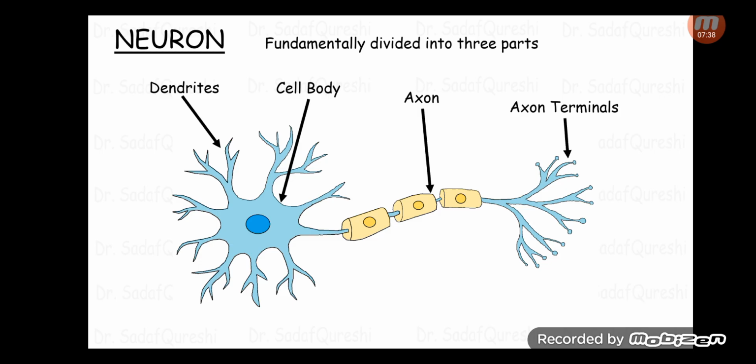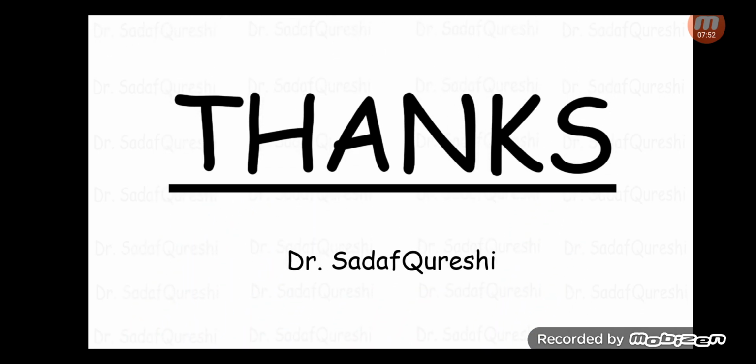So this was all about the parts of neurons. We talked about dendrites and their function, the cell body and its function and important structures. Then we also talked about axons and important terms related to them, and axon terminals. So this was all about the structure of the neuron.